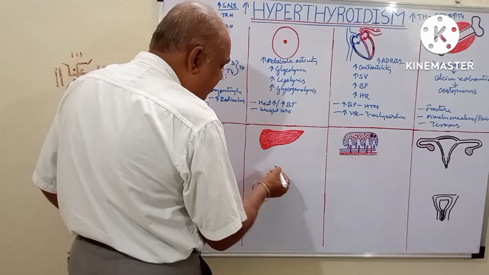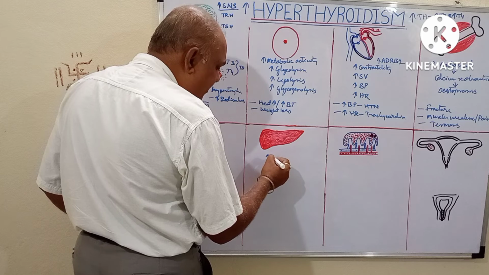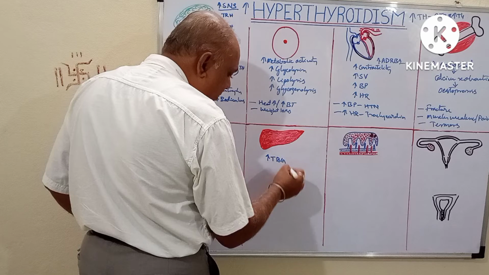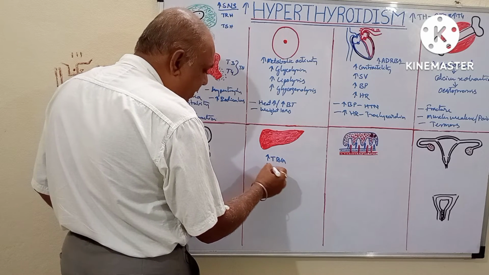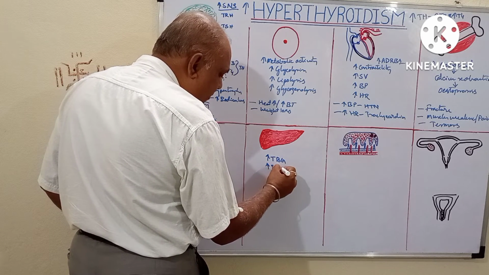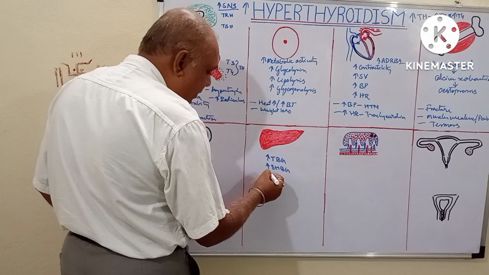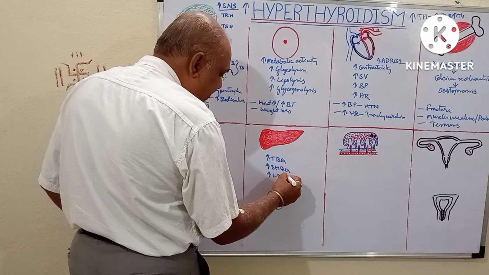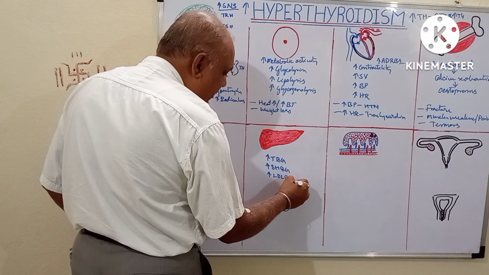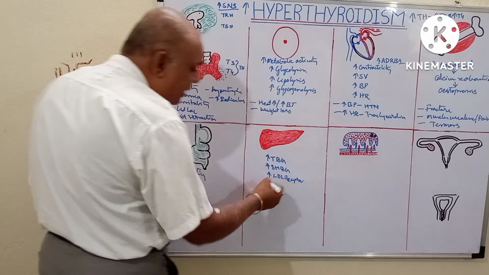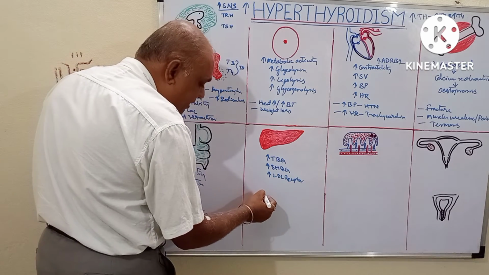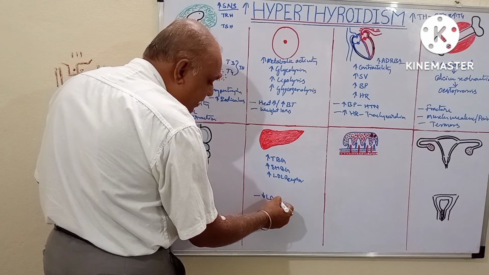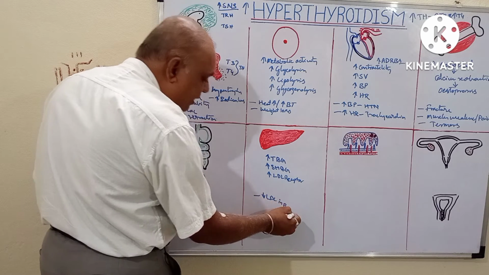Now, in hyperthyroidism, the liver increases the secretion of thyroxine binding globulin, and it also increases sex hormone binding globulin, and it increases LDL receptors. Due to the increased LDL receptors, we will see low LDL levels in blood circulation.